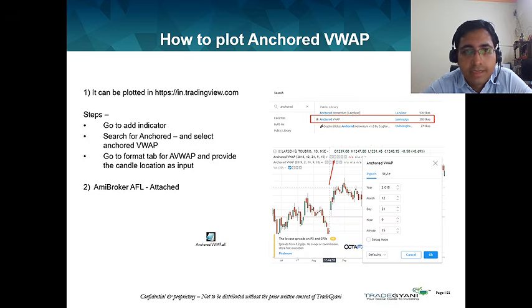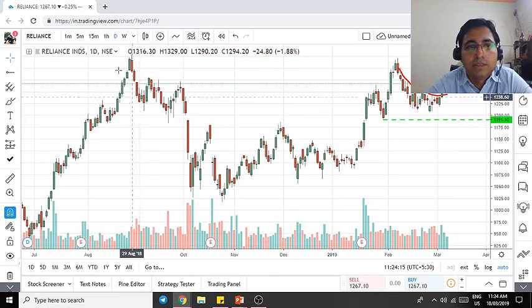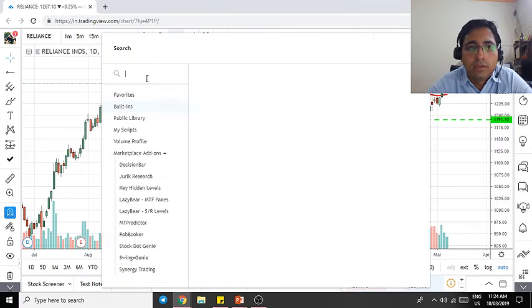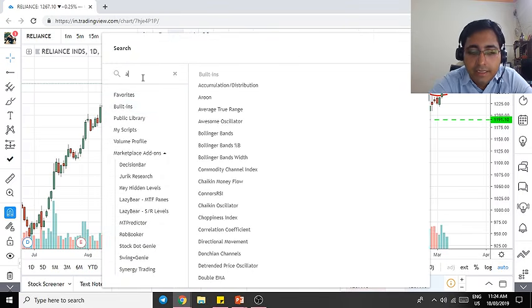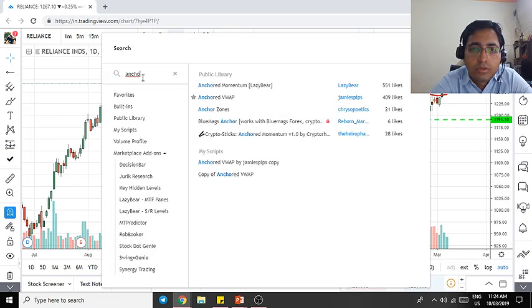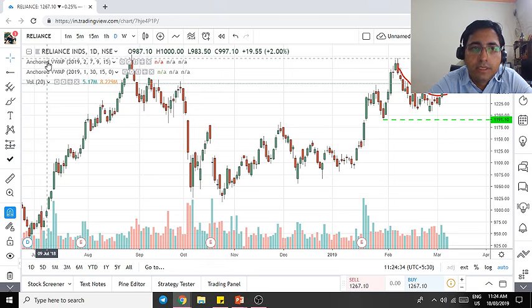Just go to the indicator part, search for anchored, and select anchored VWAP. Then go to format for anchored VWAP and provide the candle location as input. I'll be explaining this on that website. Just let me do that. So this is your indicators and strategies. Go to this part. In the search, type anchored. Here comes the anchored VWAP. Select this. Once you select it, it will be showing here.